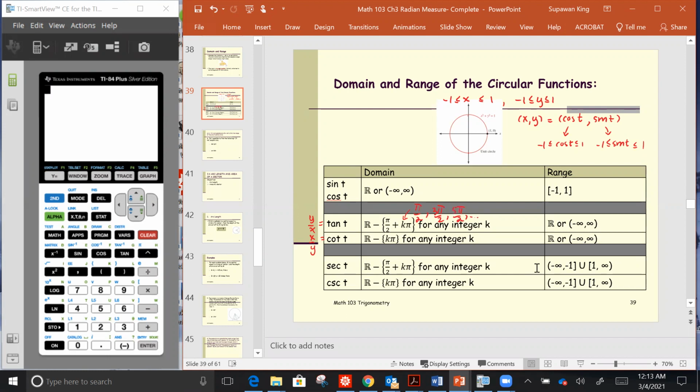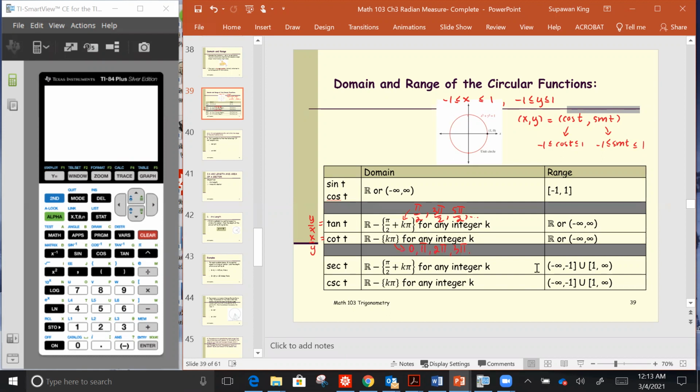The cotangent is similar. Since the cotangent t is x over y, y cannot be 0. The y is the sine of t. The sine of t is 0 where t is 0 or pi. So the domain of the cotangent is the set of all real numbers except the points 0, pi, 2 pi, 3 pi, and so forth, or we call them the multiples of pi. But the range is the set of all real numbers, similar to the tangent of t.